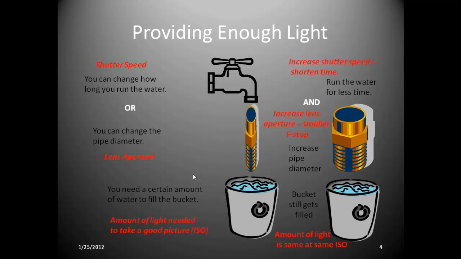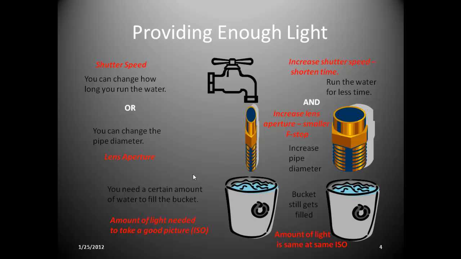Now, that ISO number is analogous to, or is the same thing as, the size of the bucket that you have to fill. If you have to fill a small bucket, that would be the same thing as using your camera in a situation where it is very sensitive to light and doesn't need much light, meaning higher ISO settings. On the other hand, if you have a large bucket, that means your camera is at a lower ISO number, and it would be like having to fill a larger bucket.